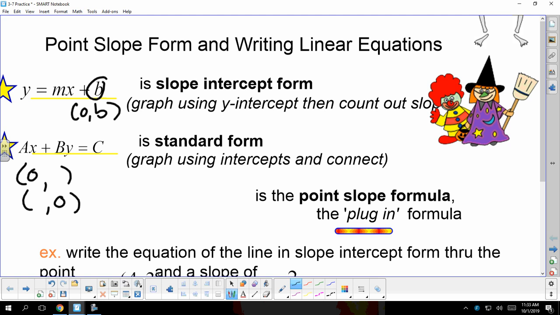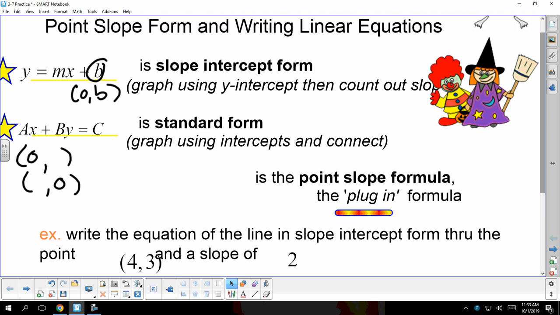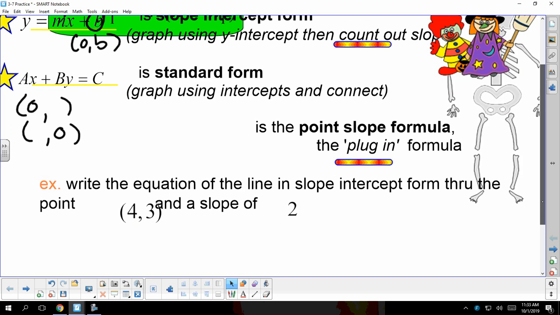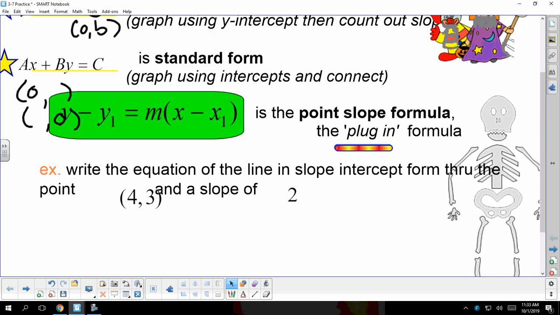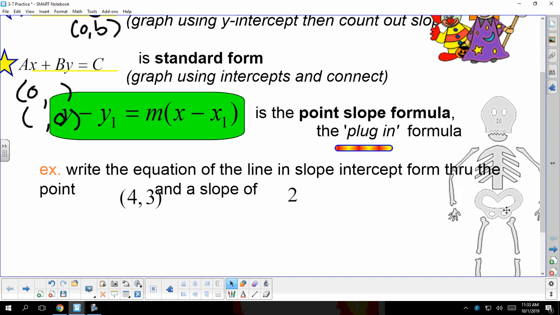The next one we had was point slope form. Ooh, scary skeleton. In our point slope form, we have our slope here, and then a point where the x coordinate is there and the y coordinate of the point is there.